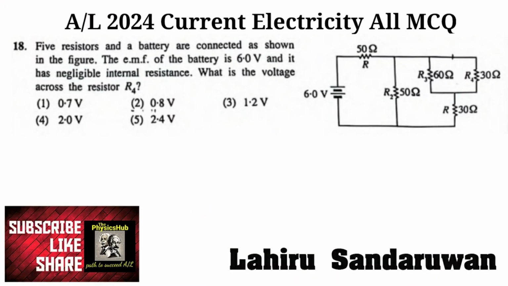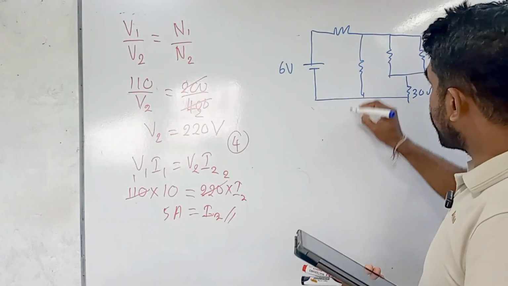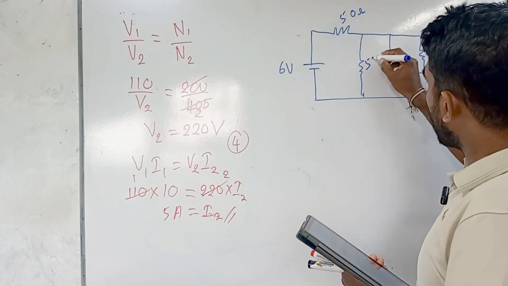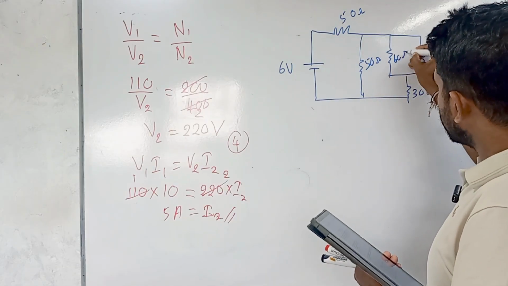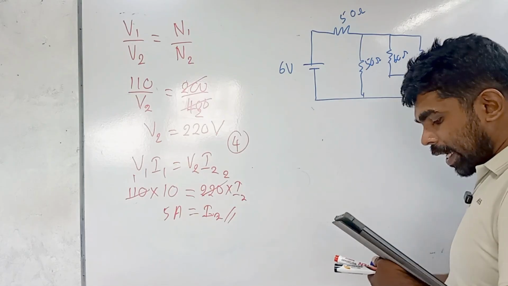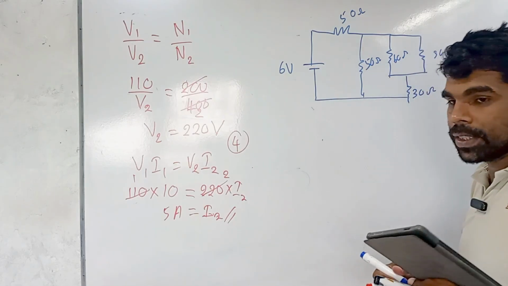Then the second question. Five resistors and a battery are connected as shown in the figure. The EMF of the battery is 6 volts and it has a negligible internal resistance. What is the voltage across resistor R4? Now they have given 50 ohm, 50 ohm, 60 ohm, 30 ohm and 30 ohm. This voltage is 6 volts.